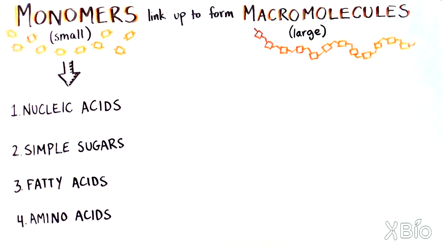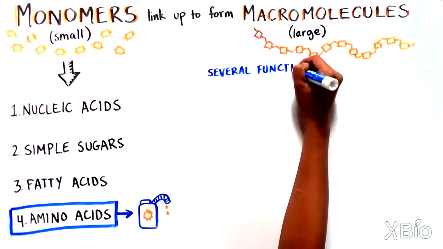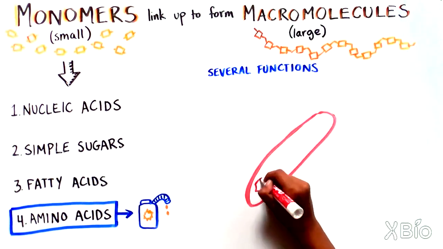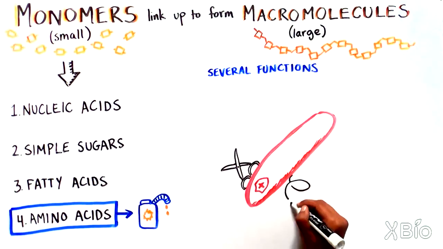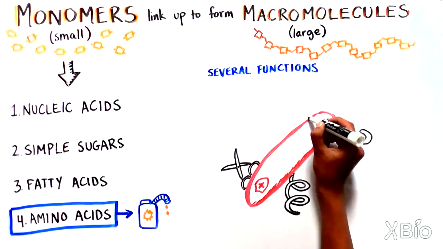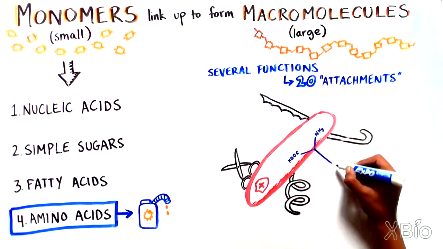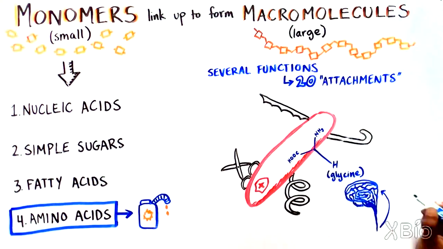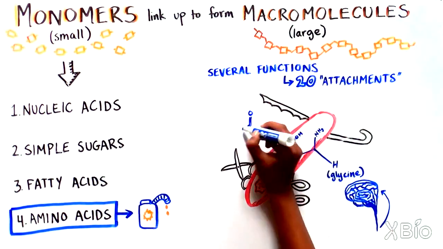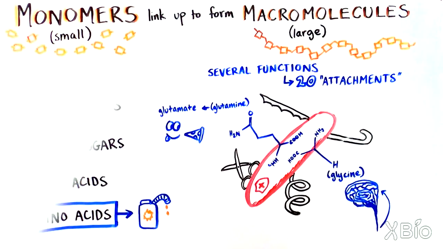Like sugars and fatty acids, amino acids are another type of small molecule that can be further broken down for use as fuel. But they have several other important functions as well. You can think of amino acids as the Swiss Army knife of the small molecules. Each has the same basic structure, but then has one of 20 possible attachments coming off of the main structure. Each attachment has different properties, so different amino acids can be used for diverse roles. For example, glycine can send signals in the brain. Glutamine can also do this and can be converted to glutamate to make food taste delicious.